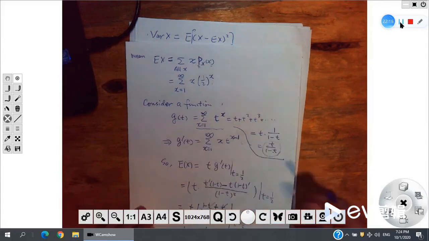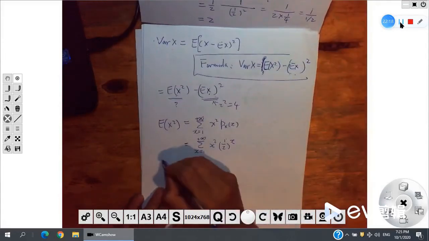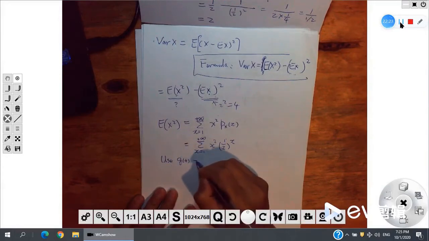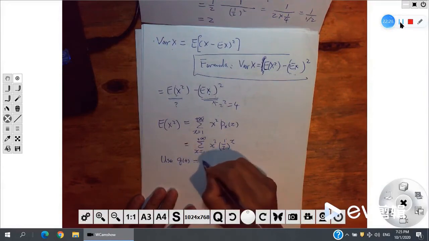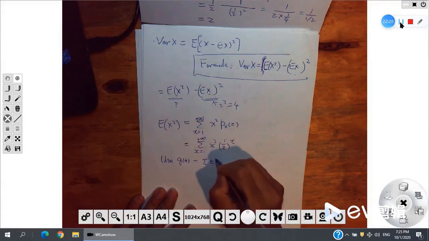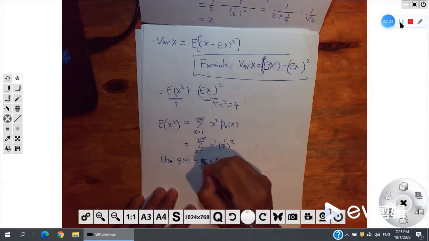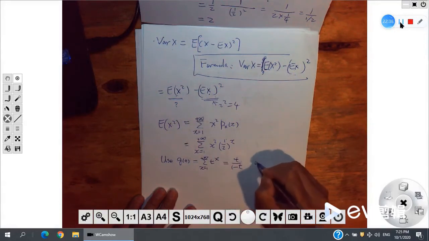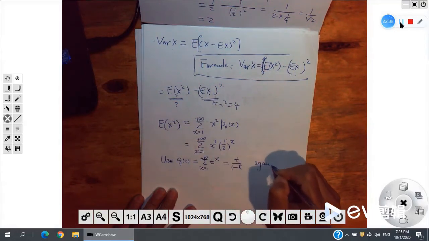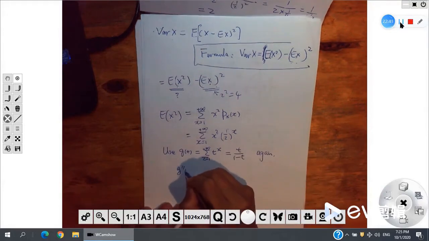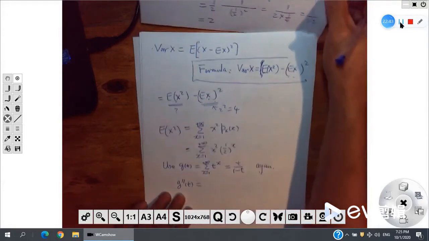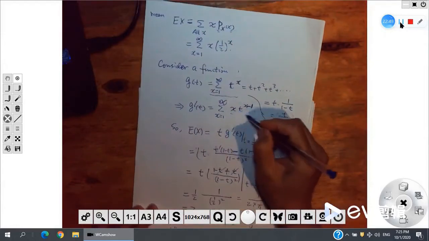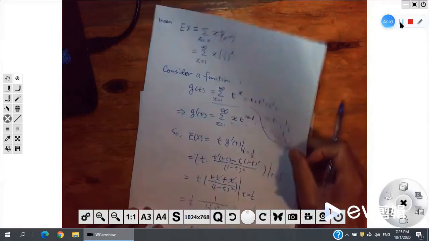Now I do another derivative. Use g of t again, which is the summation of t to the x, x running from 1 to infinity, and we know this is t over 1 minus t. We use this again. We have g2 prime of t. We already have g1 prime, this one, right? So for g2 prime, we take the derivative of this again.